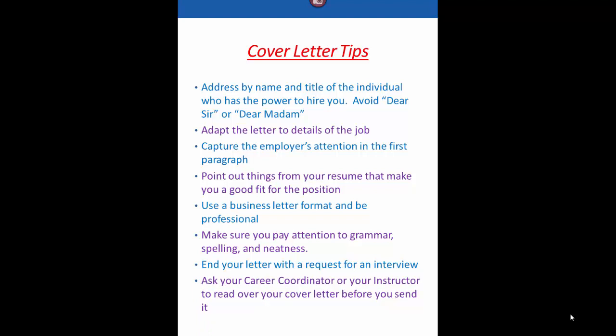Proofread your letter and have other people proofread it as well. Someone else may catch something that you didn't see. Here is an outline of the parts of a cover letter we just discussed.